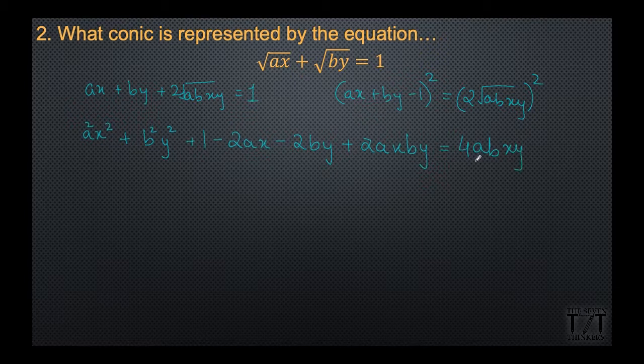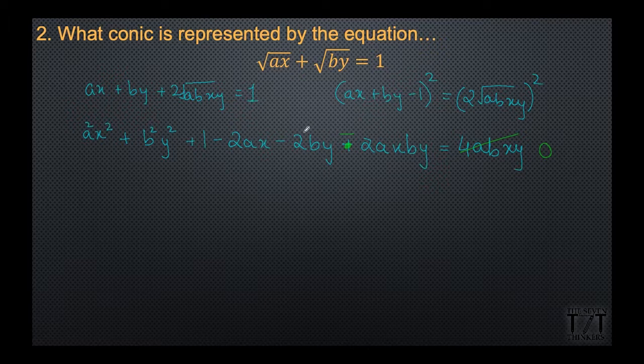Now when we take 4abxy over here, this would get cancelled out, this would be 0, and taking this, that would be minus 4abxy on the LHS. So this sign would change to negative, and this is the desired equation of the conic.